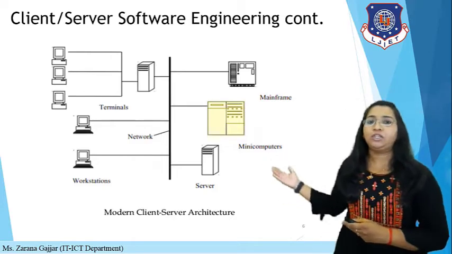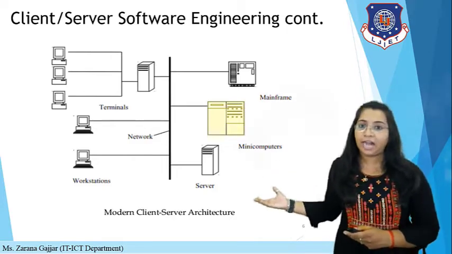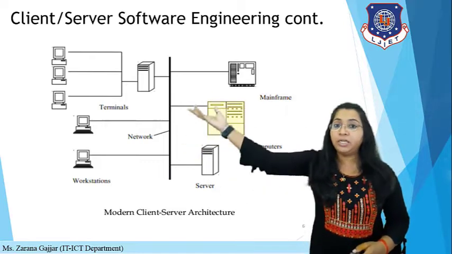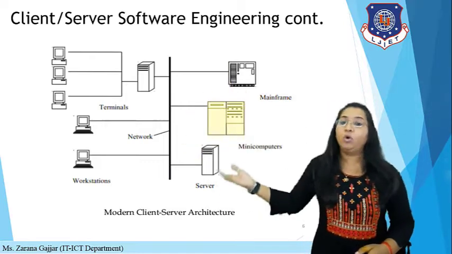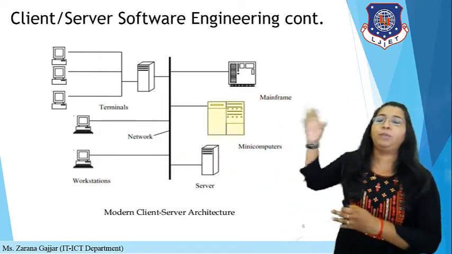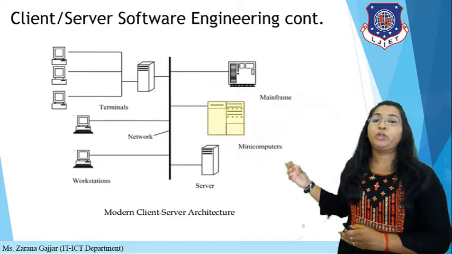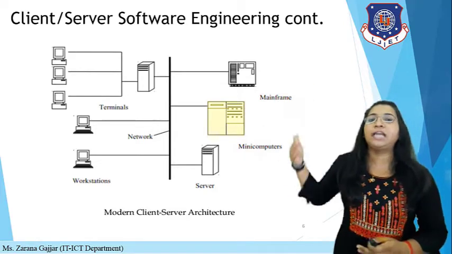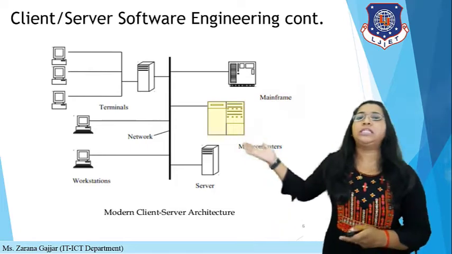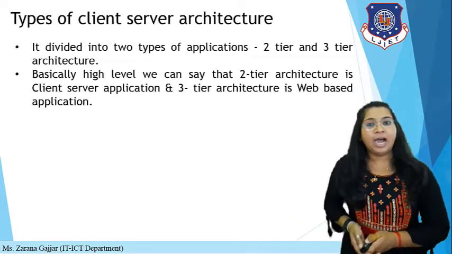Okay, so this is the actual scenario of modern client server architecture, where there are multiple workstations and terminals, and there is a network line. All the clients are connected with a network, and there are mainframe computers, minicomputers or a server. On the server side anything can act as a data source. Okay, so this is the modern client server architecture.